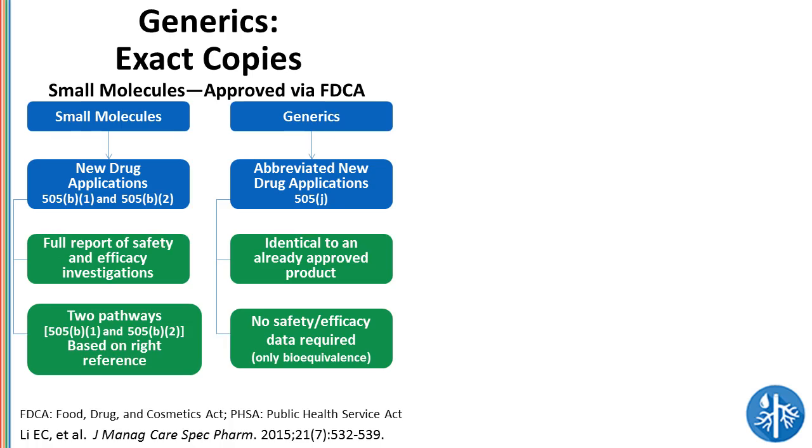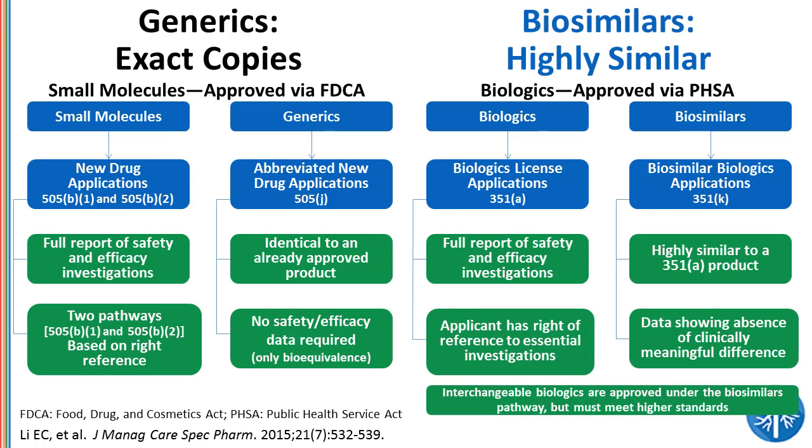Generics are exact copies. They're like carbon copies, Xerox copies, as we call them. Chemical structure, you make it the same, it is the same. The approval process of generics is done under the FDCA, the Food, Drug, and Cosmetic Act, that identifies how a generic can be approved, and this is outlined on this slide. They have to be identical to an approved product, and therefore no safety and efficacy data are required, because they're identical molecules. A biosimilar is different.